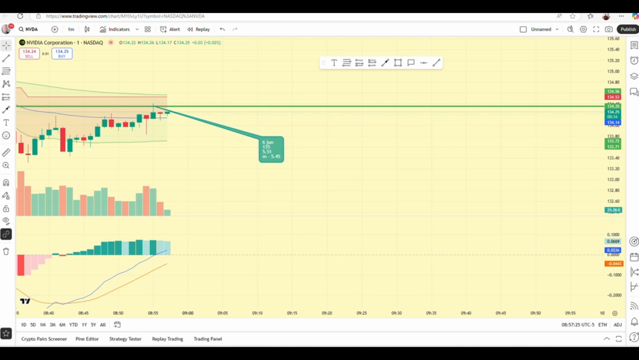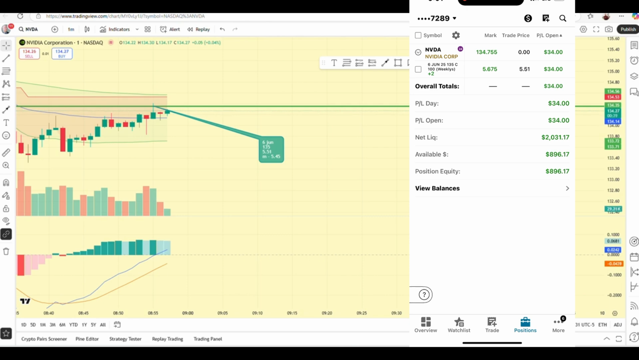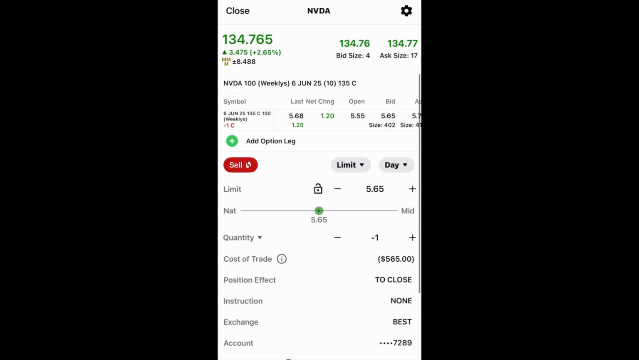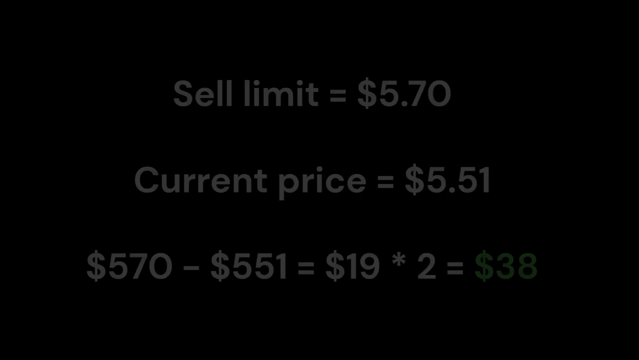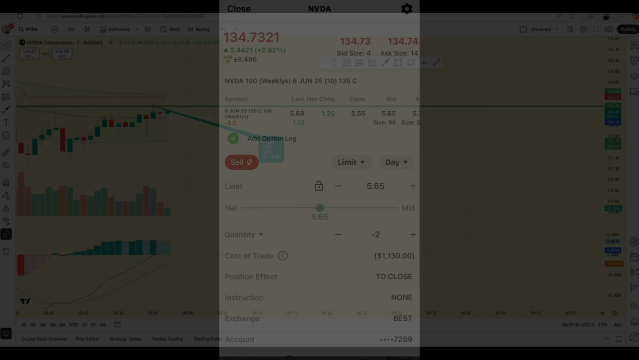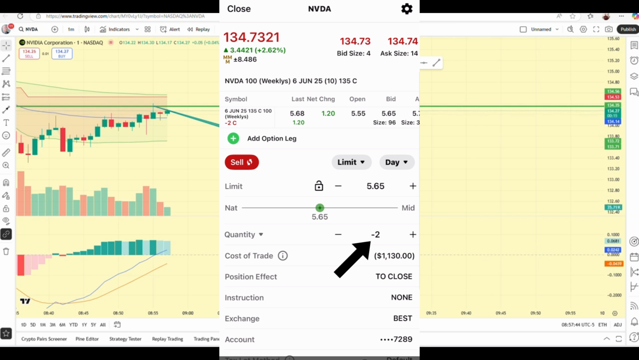Not everyone has the ability to monitor the market all day, and that's okay. That's where the limit sell order becomes your best friend. If you have a target price in mind, you can set a limit order to automatically sell when your option reaches that value. For example, if your goal is to sell at $5.70, you can place a limit sell at that price. With an average trade price of $5.51, that would give you a profit of 19 cents per contract. Multiply that by 2 contracts, and you're looking at a $38 gain. Just make sure you set the correct quantity when placing your order. If you want to sell both contracts, don't forget to adjust it.